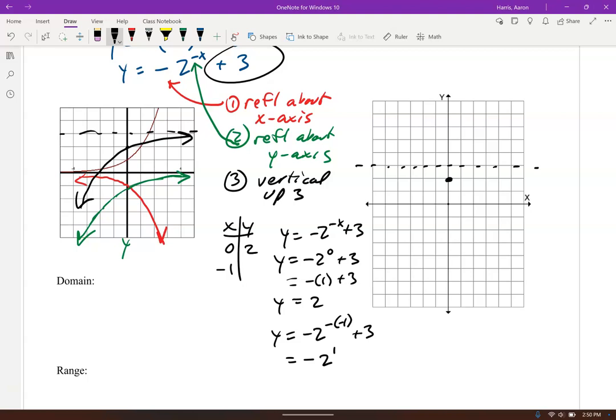That's 2 to the 1. Well, negative 2 plus 3 is 1. So we have negative 1, 1. You could throw in some other ones if you wanted to. Maybe let's do one more to the left.